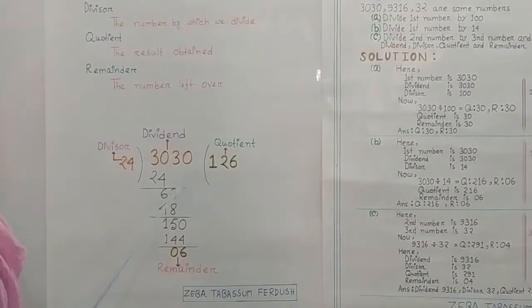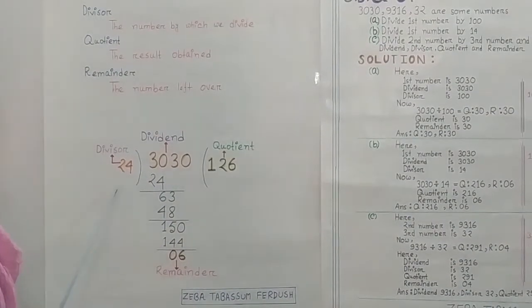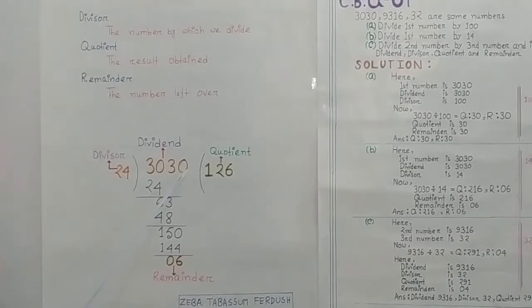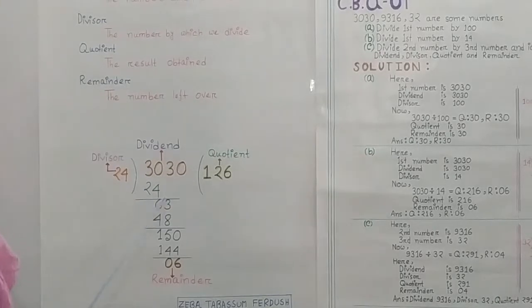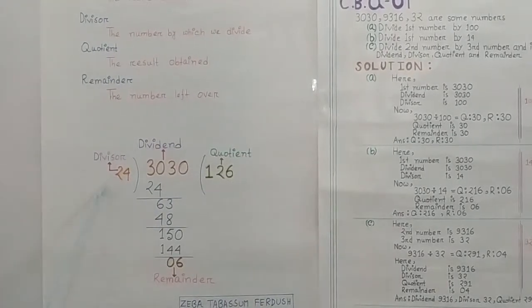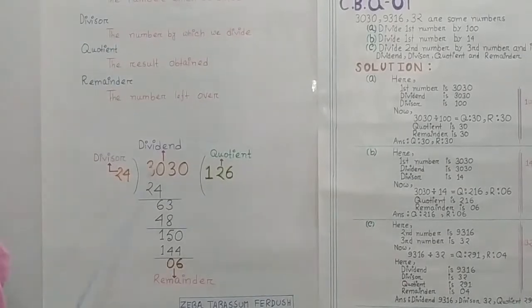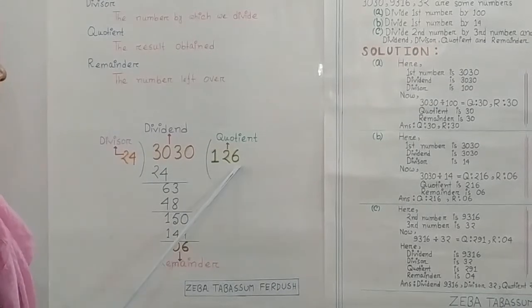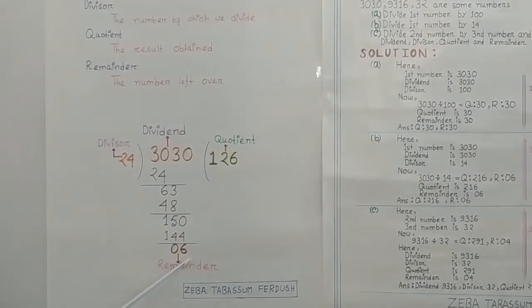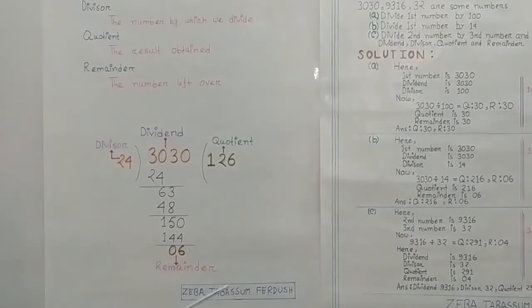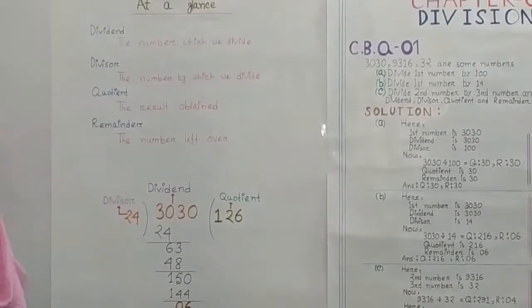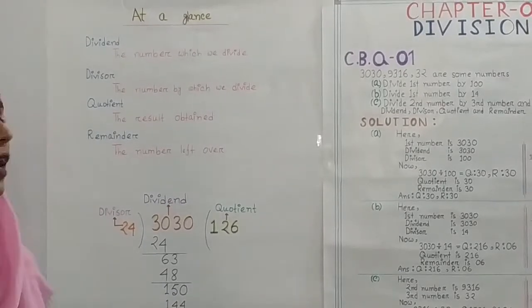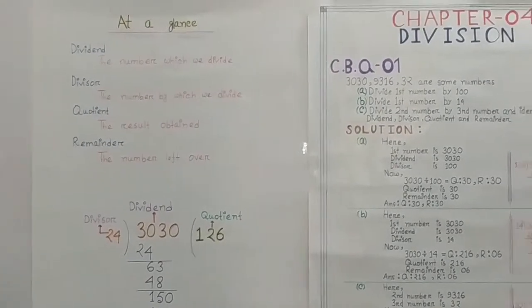Here we see that 3030 is divided by a 2-digit number, that is 24. Here 3030 is our dividend and 24 is our divisor. After the process of division, we have got the quotient, that is 126, and here the remainder is 06. So, my dear students, I think you have all understood the process of division and these important 4 things. Now, we will go to the CBQ question.